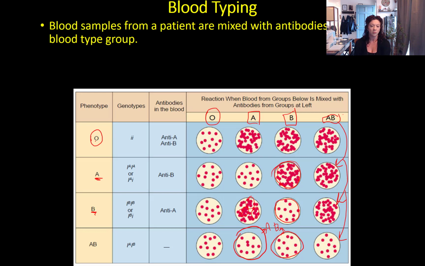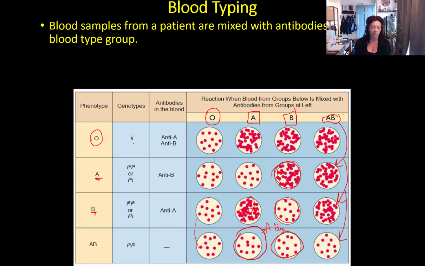If you have type O blood and you're exposed to type O antibodies, which we can manufacture, there will be no reaction. That makes sense. They're the same thing. But check this out. What happens when you mix type O antibodies with type A blood? Nothing. It's because these O antibodies don't react with anything on that type A blood. It's a null result. Same thing with B, same thing with AB.